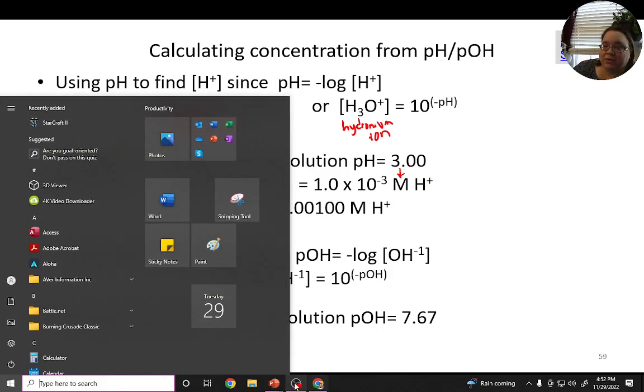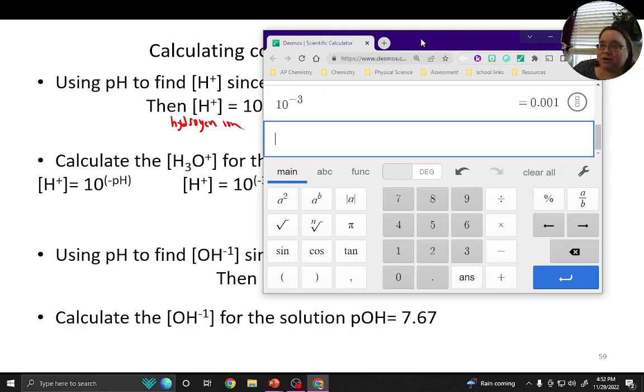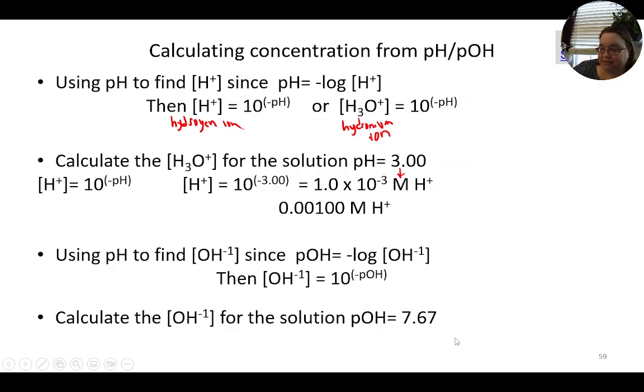So how do I calculate that? There we go. All right. I want to know my hydroxide ion concentration. 10 raised to a negative, because it's 10 to the negative pOH. My pOH is 7.67. So 2.14 times 10 to the negative 8.